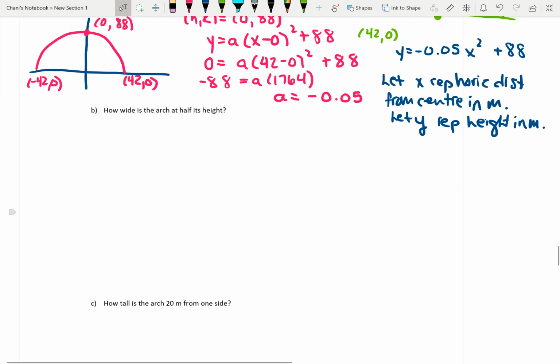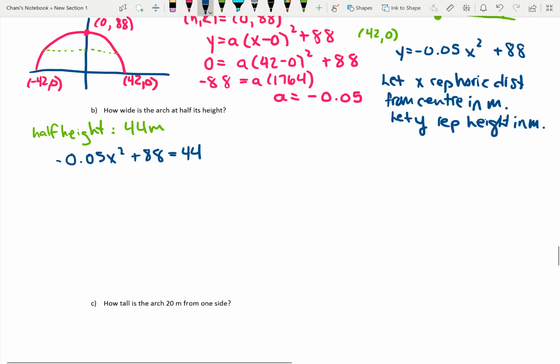So how wide is the arch at half of its height? So basically, that's just saying at half its height, how wide is it? So half the height, well, it's 88 meters high, so half the height is half of that, which is 44 meters. So we need to figure out what x values give a height of 44 meters. So we take our equation for the height, and we set it equal to 44. This will tell us what x value we get when the height is at 44.